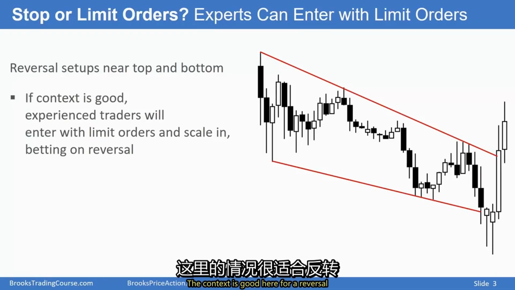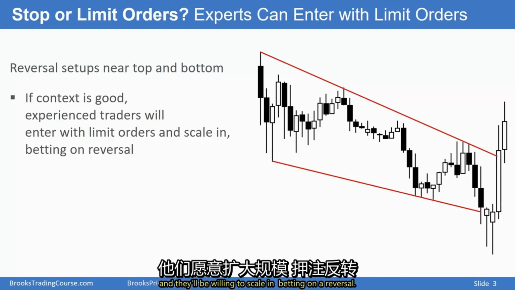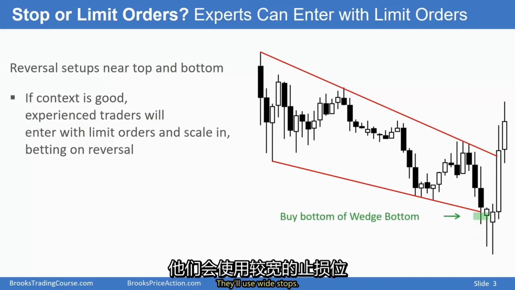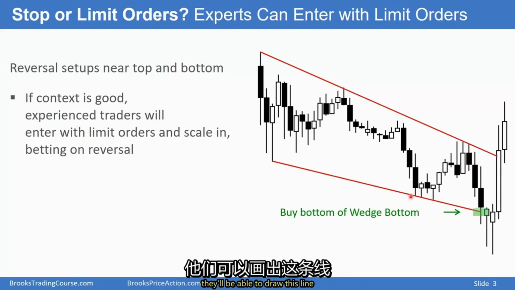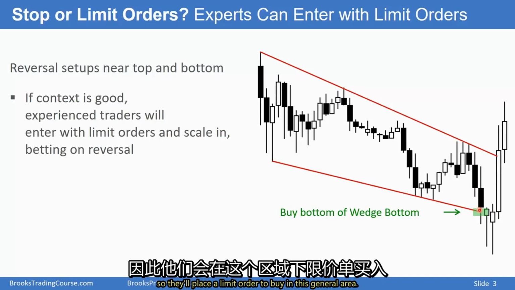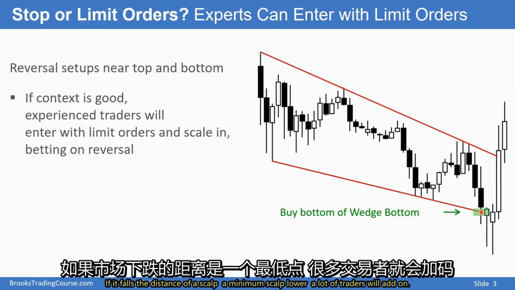The context is good here for a reversal, and experienced traders might enter with limit orders as well, and they'll be willing to scale in, betting on a reversal. They'll use wide stops. For example, as the market's falling here, they'll be able to draw this line, and they know the potential bottom of the channel is here, so they'll place a limit order to buy in this general area. They'll get long when the market falls just below their limit order. If it falls the distance of a scalp, a minimum scalp lower, a lot of traders will add on.